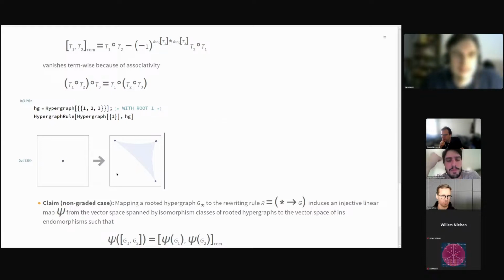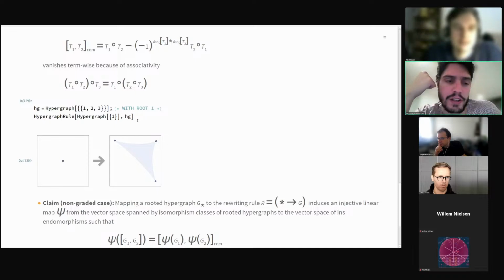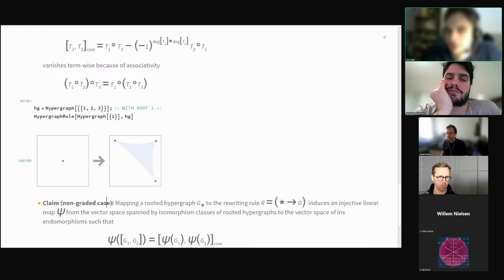So it basically inserts, right? Yes. Okay. So this claim, I don't know if there is a graded version of this claim. I don't have it yet. For this, you would have to define some kind of graded application of rules, which I don't know how. Okay.